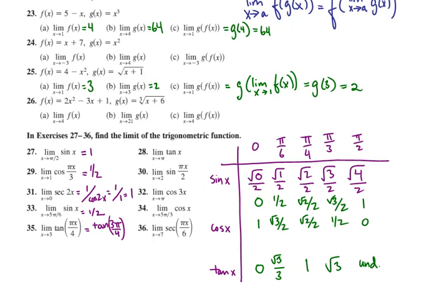Then you want to remember the ASTC, all students take calculus. In the first quadrant, all trig functions are positive. In the second quadrant, the sine and its reciprocal cosecant are positive. In the third quadrant, tangent and its reciprocal cotangent are positive. In the fourth, cosine and its reciprocal secant are positive. So 3 pi over 4 is in the second quadrant, so that'll be negative. And that does it for this collection of problems.